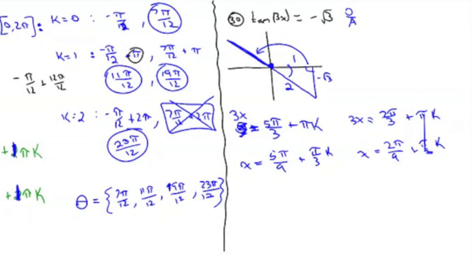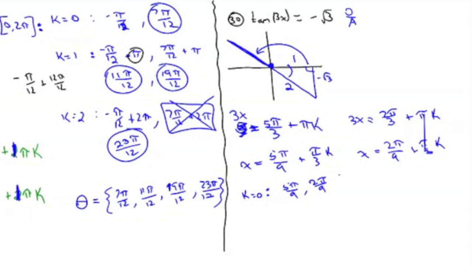Alright? And now you just start choosing values of k. So the first one is k equals 0. If k is equal to 0, we get two answers right off the bat: 5 pi over 9 and 2 pi over 9. It doesn't matter if they're out of order.